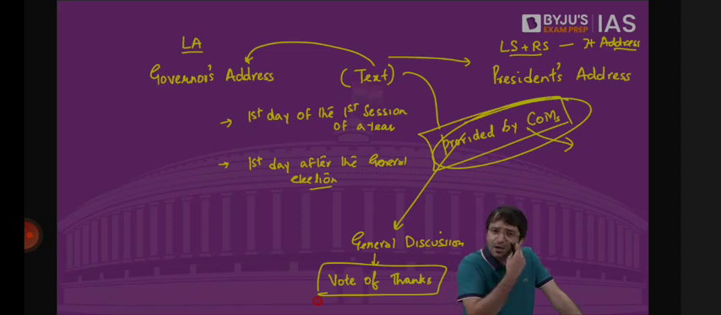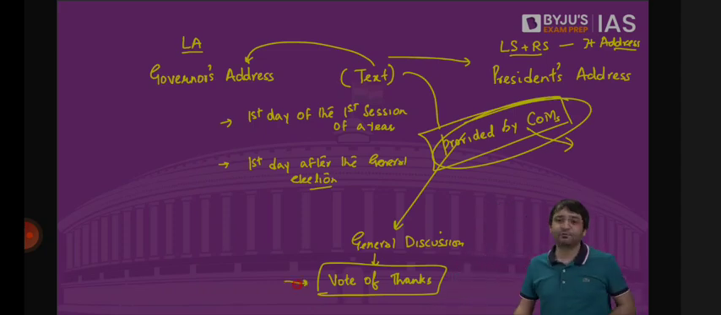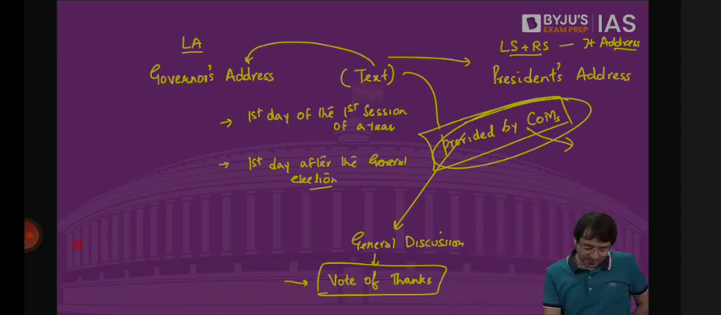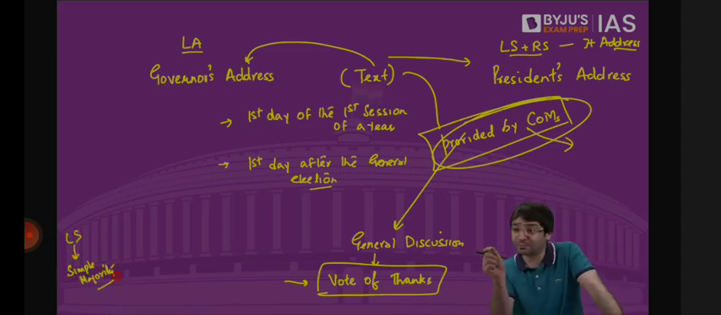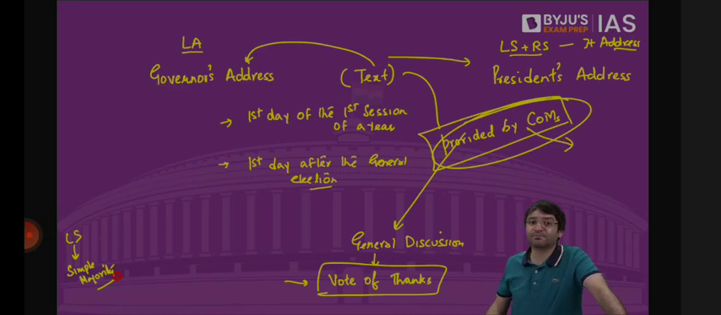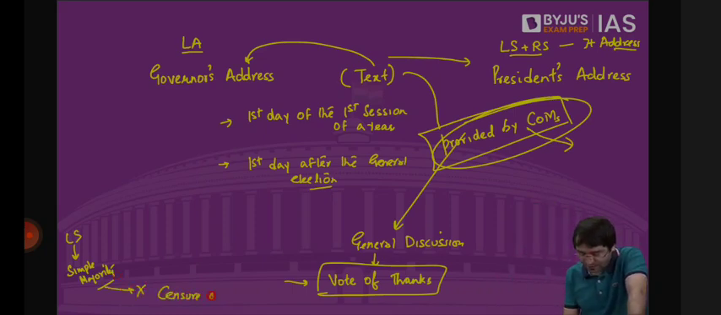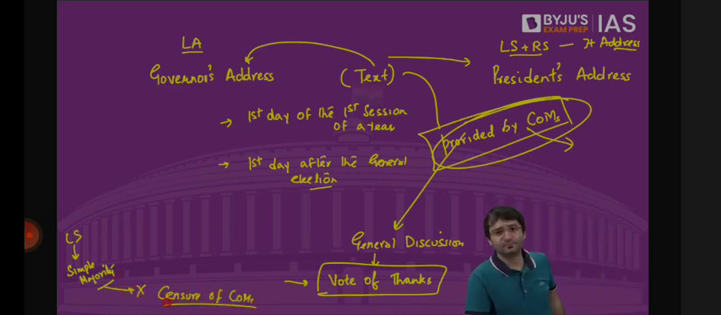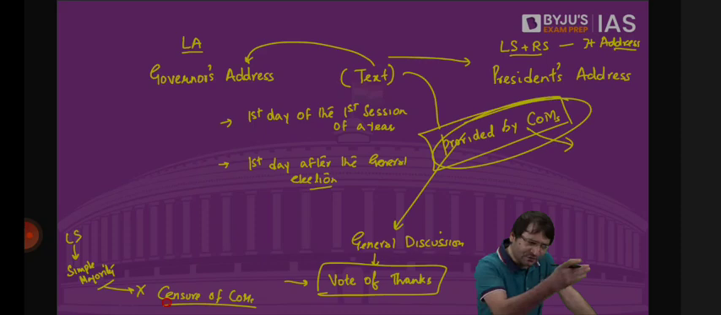The opposition would criticize, obviously, but then there is voting. The vote of thanks on the president's address: if in Lok Sabha it gets a simple majority, it means the president's speech has been approved by the Lok Sabha. We thank the president for giving that speech. But if it is defeated in Lok Sabha, if it is not passed by simple majority, it amounts to censure of the Council of Ministers. Council of Ministers, drop everything that you're doing. Immediately seek the confidence of the Lok Sabha again, because it seems you have lost its confidence.